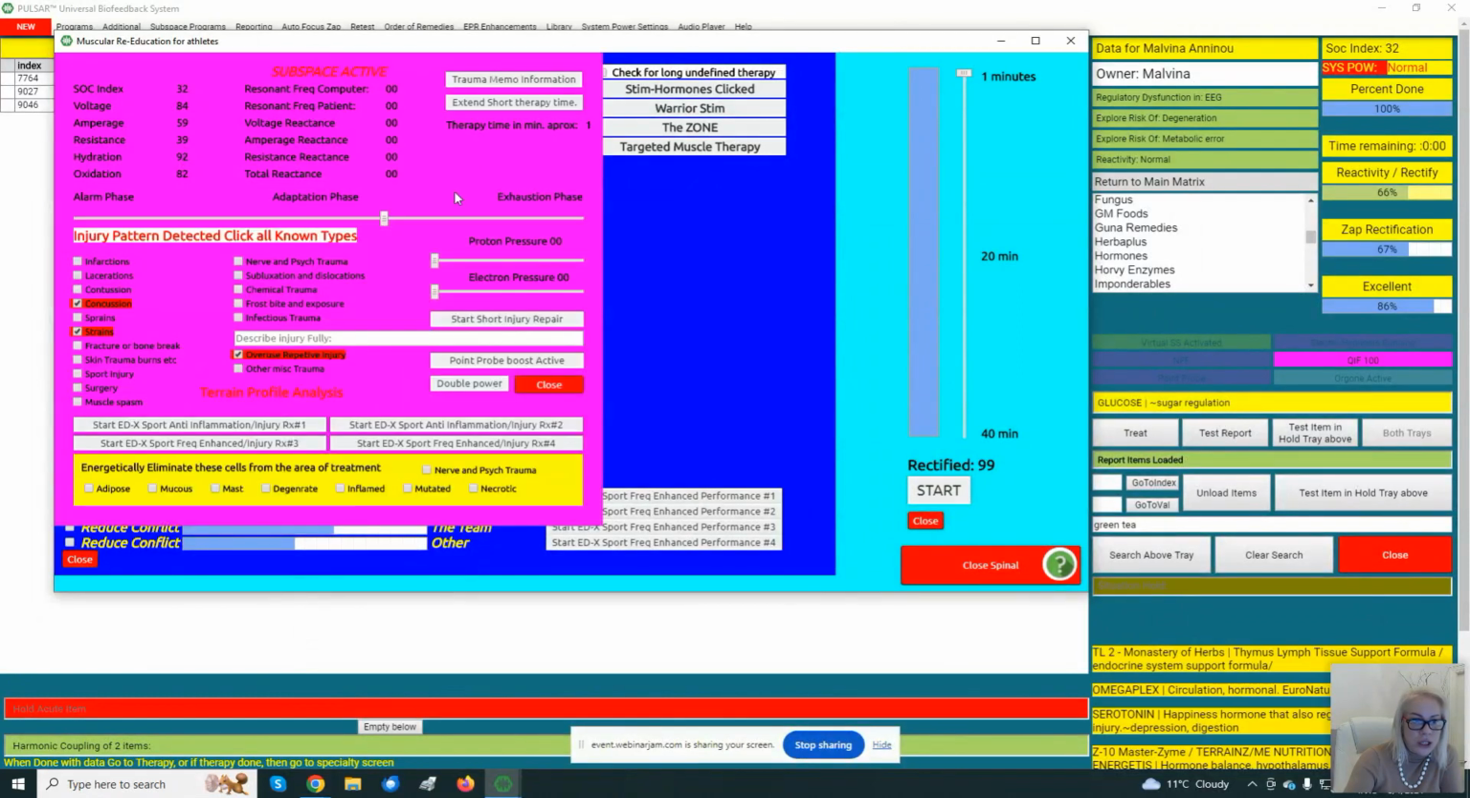Having said that, sports injury here. These are mostly for injuries, but you can also reduce cortisol levels through here. You can describe the injury fully, or just put stress in general. By doing anti-inflammation for the injuries here, you reduce the inflammatory response that you're getting from the high cortisol. So you can also do it from here.